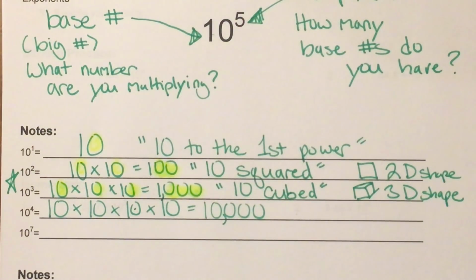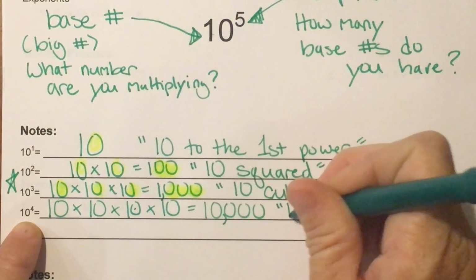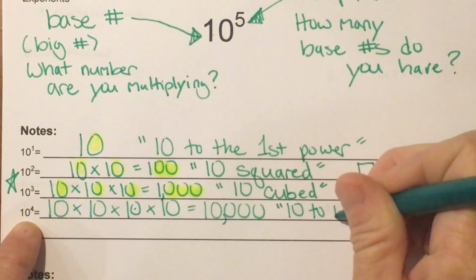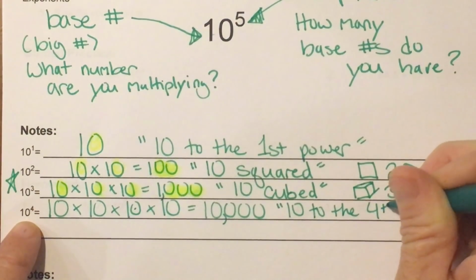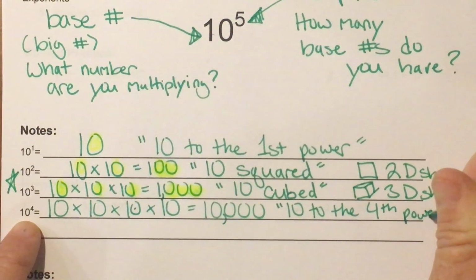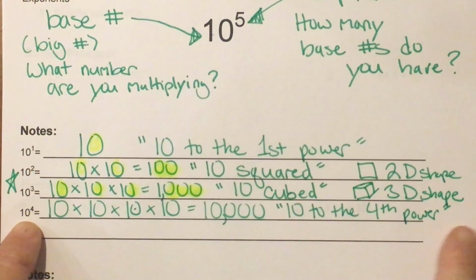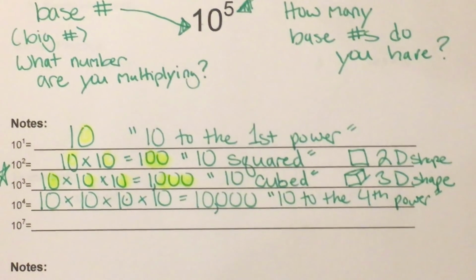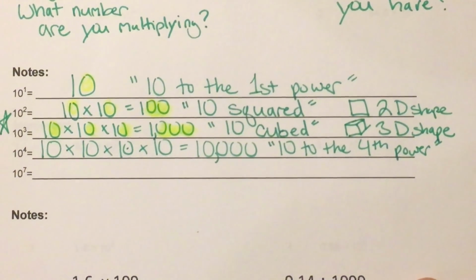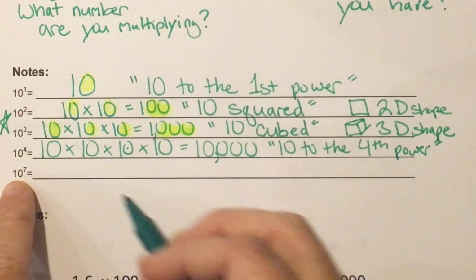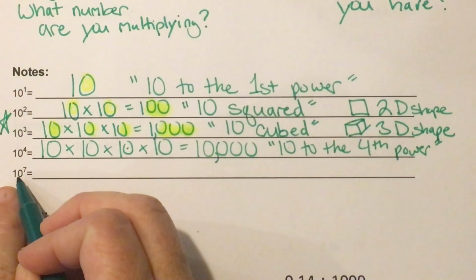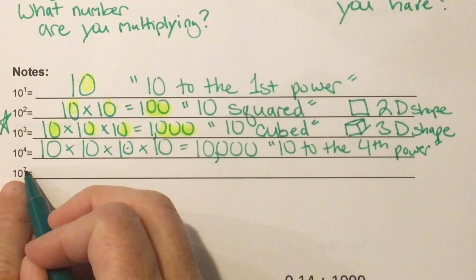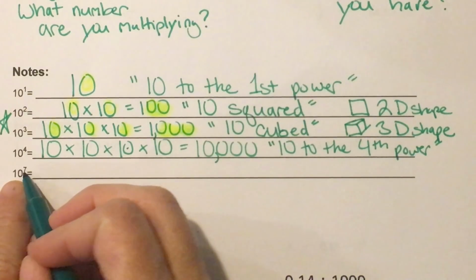Now, because there's not a 4D shape, the way I would read this one is I would say 10 to the 4th power. And that's going to be the same from now on. For every number after 3, we're going to go back to that "to the blank power." So if you look at this one, I bet you could think of how we're going to say it. We're going to say 10 to the 7th power.